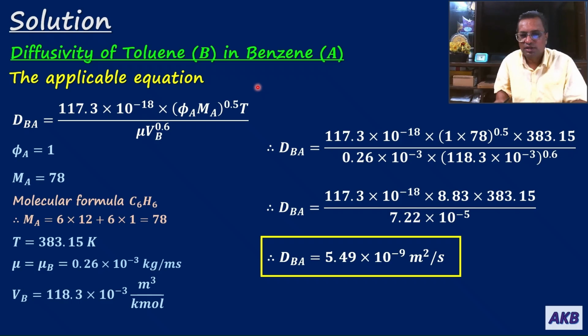So in this way, we have solved numerical number 1. We have got answers to both the questions. We have found out the diffusion coefficient of benzene in toluene, and then we have also found out the diffusion coefficient of toluene in benzene. Now let us move on to the second numerical. So I hope you have understood how to use the Wilke-Chang equation, how to use various terms in the Wilke-Chang equation. Let us move on.